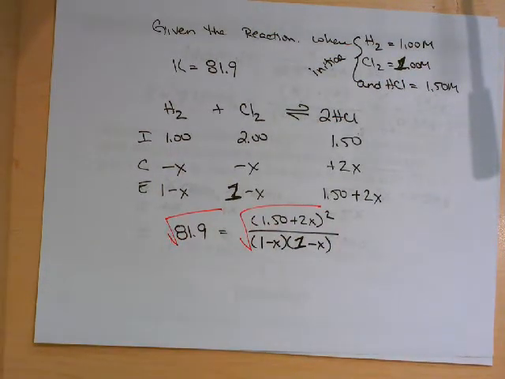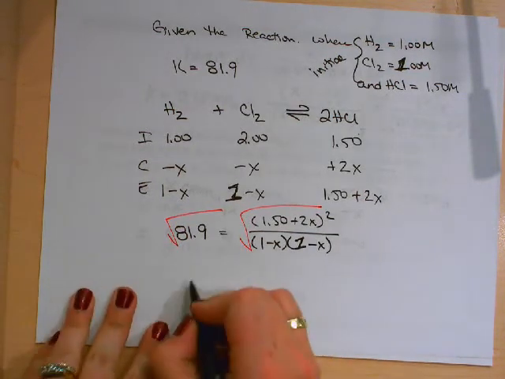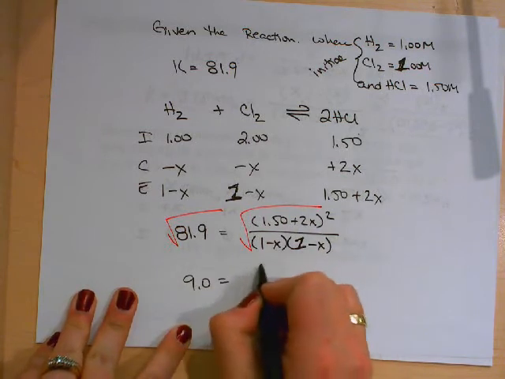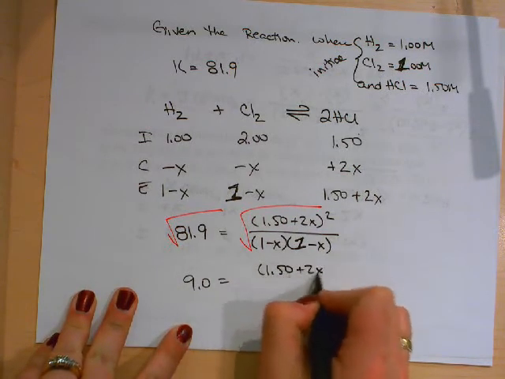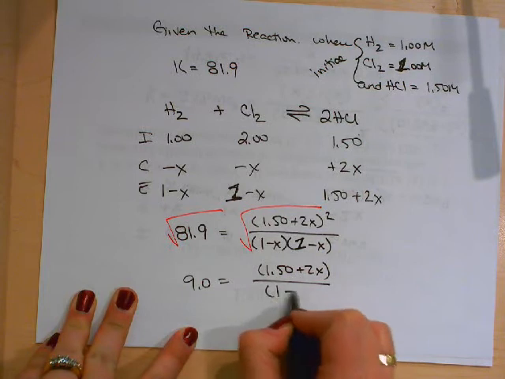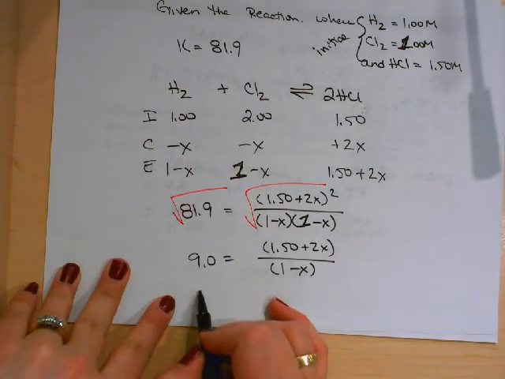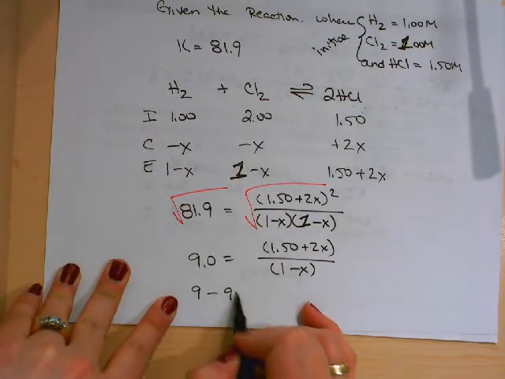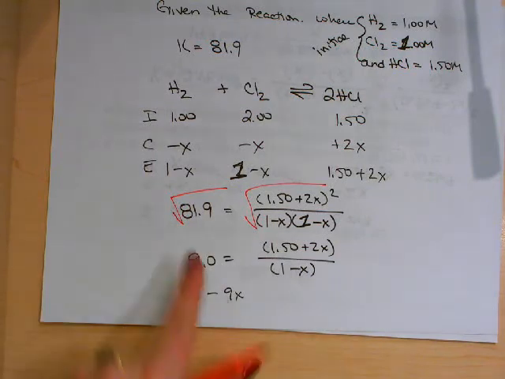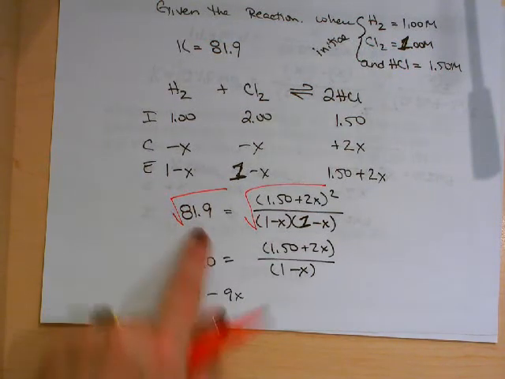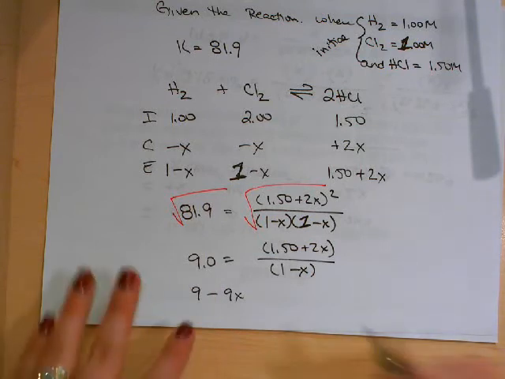Alright, totally lost track of what I was doing. (81 square root 9). Okay.